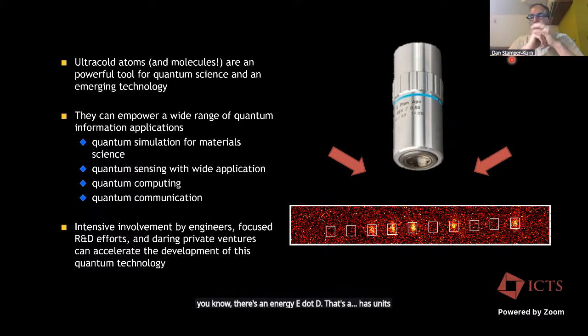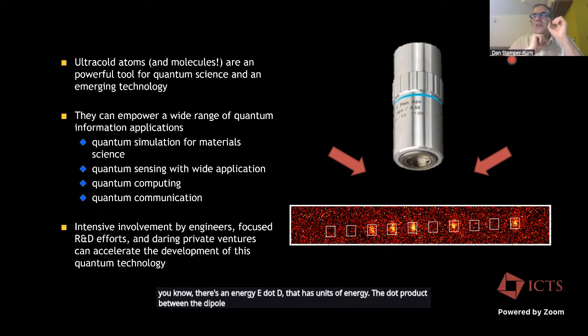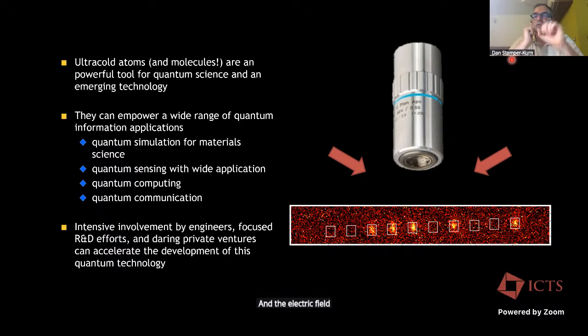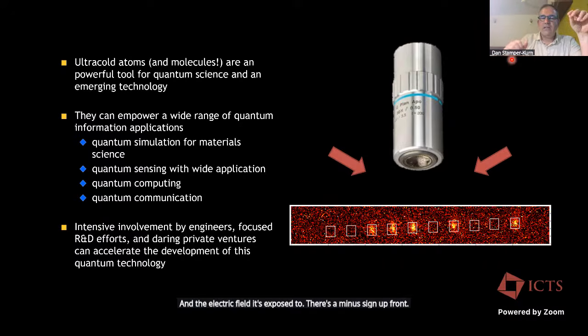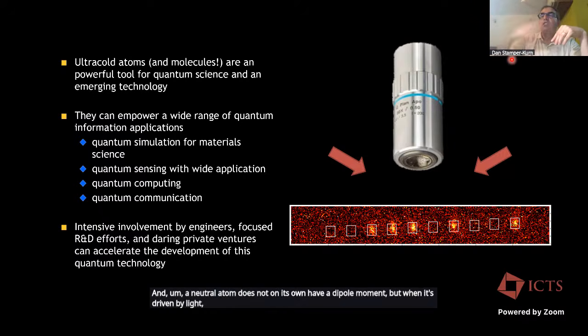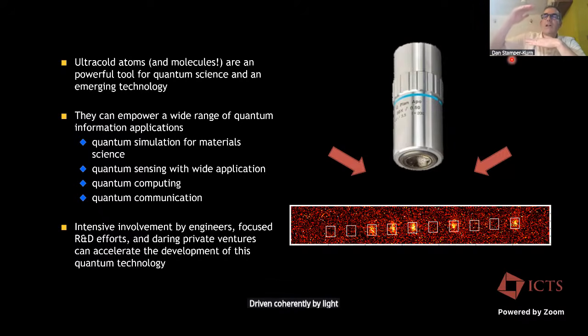The dipole interaction has units of energy: the dot product between the dipole moment of an object and the electric field it's exposed to, with a minus sign up front. A neutral atom does not on its own have a dipole moment, but when it's driven coherently by light, it acquires a dipole moment, because in the presence of light it is driven into a coherent superposition of ground and excited states.